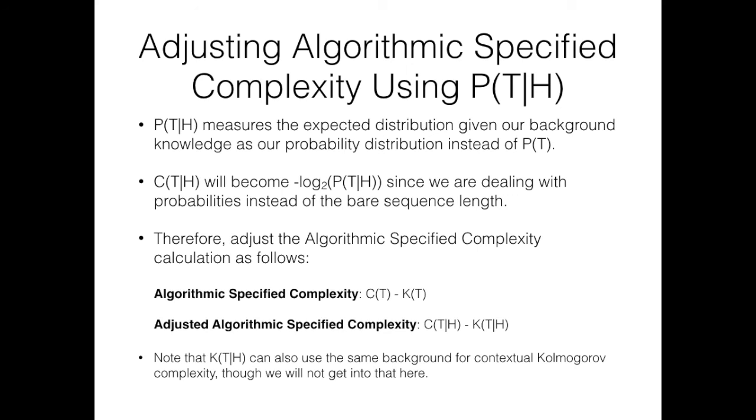Therefore, the adjusted algorithmic specified complexity calculation will be: our original one was the physical complexity minus the Kolmogorov complexity, and our new one will be the physical complexity of the sequence given our background hypothesis, minus the Kolmogorov complexity of the sequence given our hypothesis as background information.